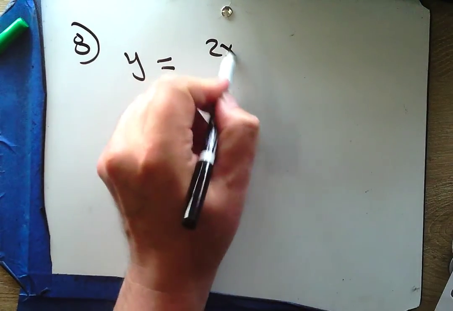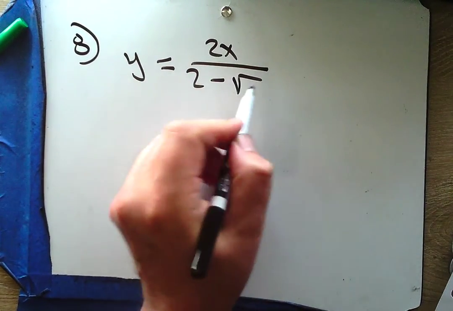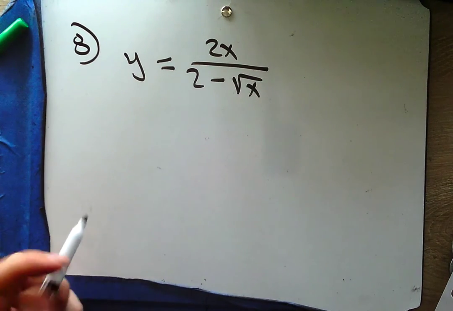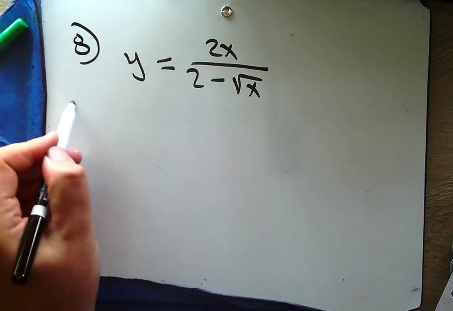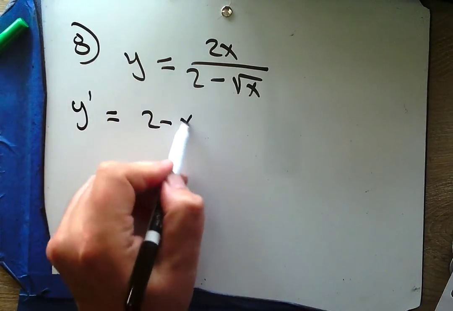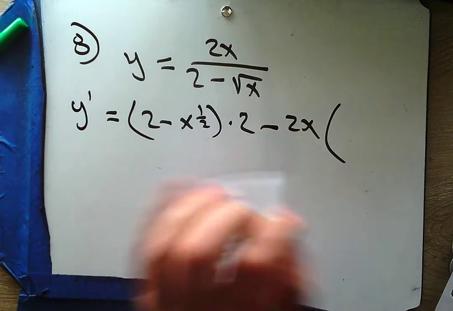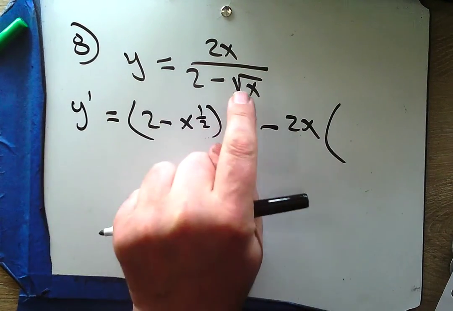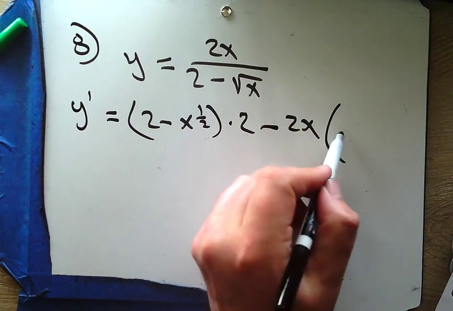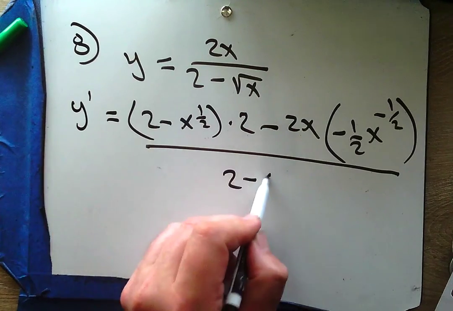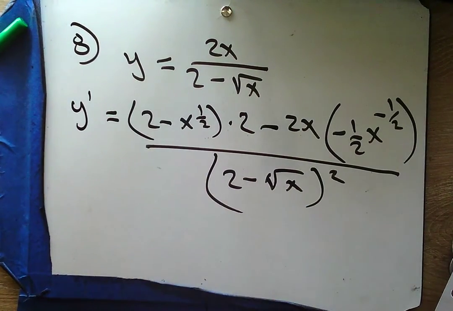Problem 8. Do you have the sort of urge to multiply by the conjugate here? Rationalize the denominator? I kind of do. Maybe I'll come back and do that next. But for now, I'm going to think about using the quotient rule. Low d high minus high d low. The derivative of this is 0. The derivative of x to the 1/2 with a minus in front is minus 1/2 x to the minus 1/2. Don't forget all over 2 minus square root of x, squared.